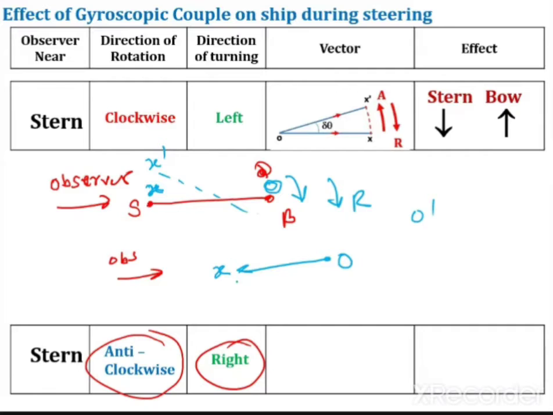So x dash went upward. Okay, so now I am drawing a diagram. So this is my x dash. Okay, now this is my x dash. So now I have to shift the observer.